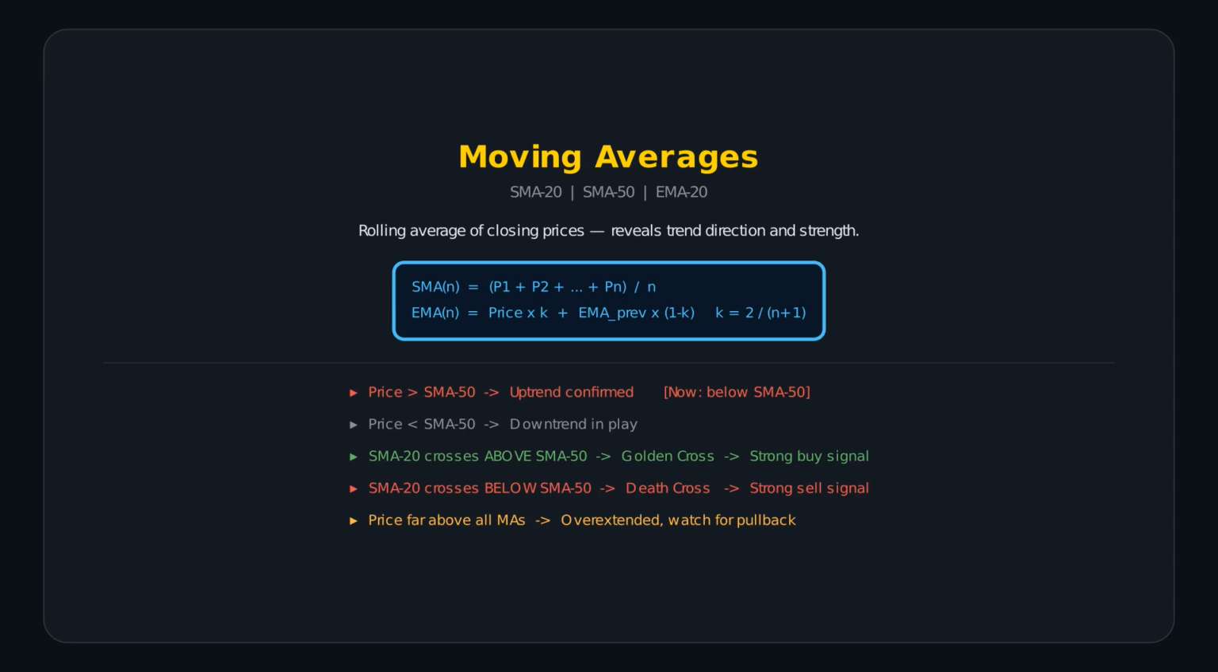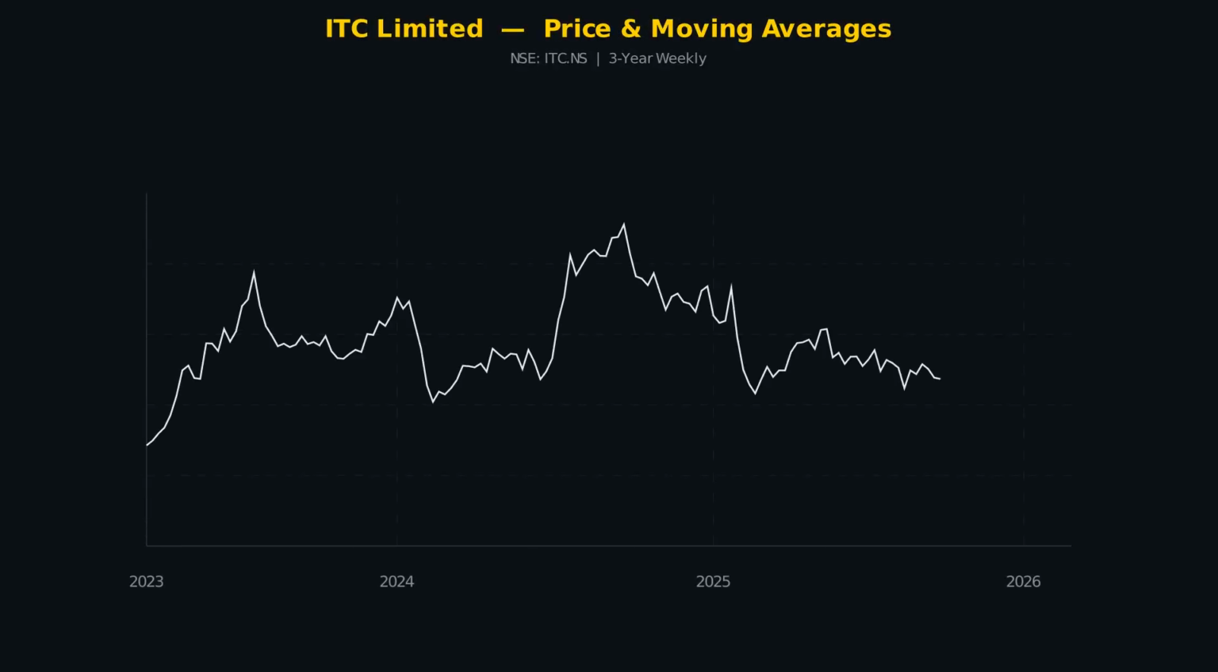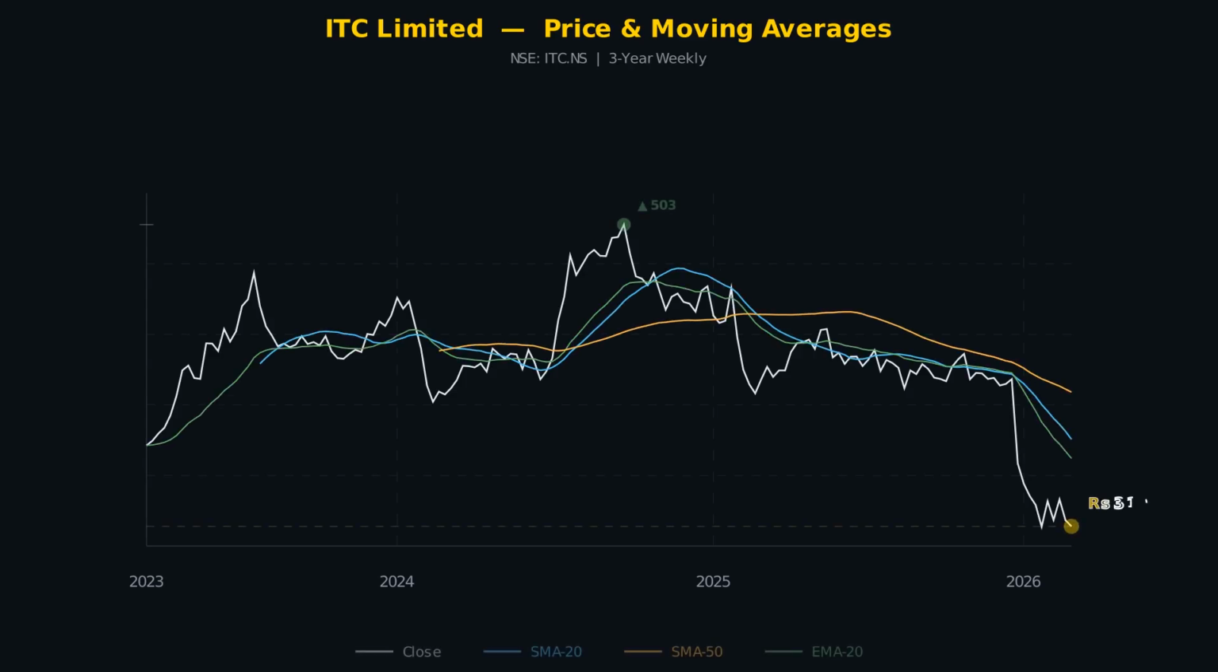A golden cross, the fast average crossing above the slow one, is one of the strongest buy signals in technical analysis. ITC Limited is currently at Rs 310. The SMA 20 is at 366, and the SMA 50 is at 396. Price is below the 50-period average, indicating a downtrend. Watch how the moving averages act as dynamic support and resistance throughout the 3 years of price history shown here.